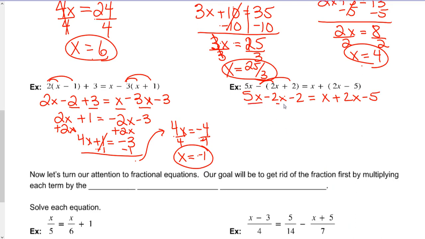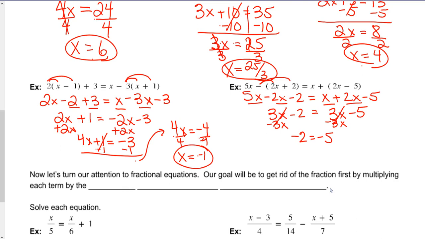Okay, I'm going to combine these two things here, gives me a 3x minus a 2, and then I'm going to combine these two x terms here, gives me also a 3x and then a minus 5. Now this one's actually a little bit special because what happens when I start subtracting, let's say I subtract this 3x from both sides. When I do that, this cancels out as well as this cancels out. Both of them go to 0. So what I'm left with is negative 2 equals negative 5.